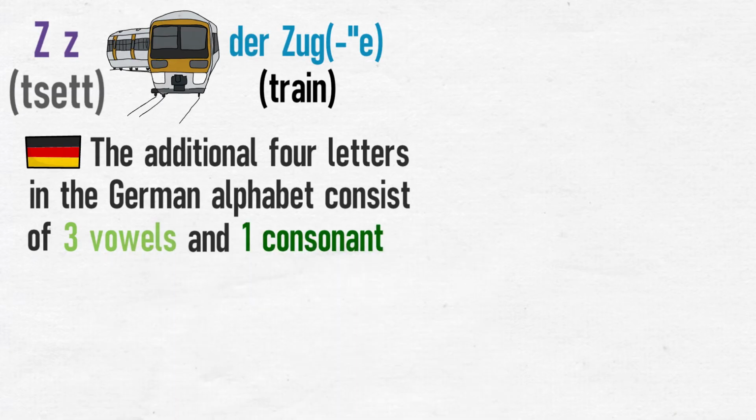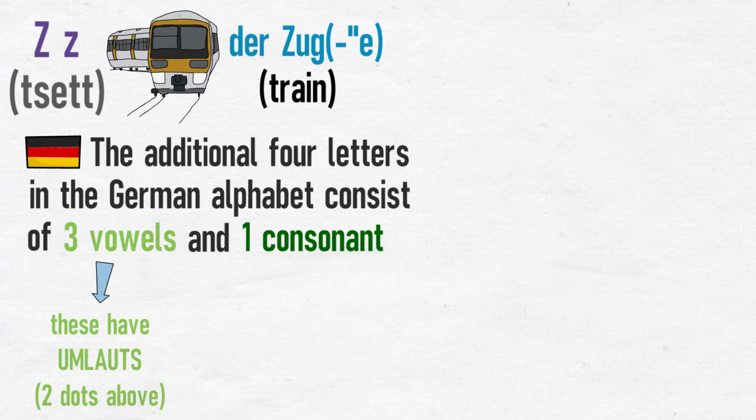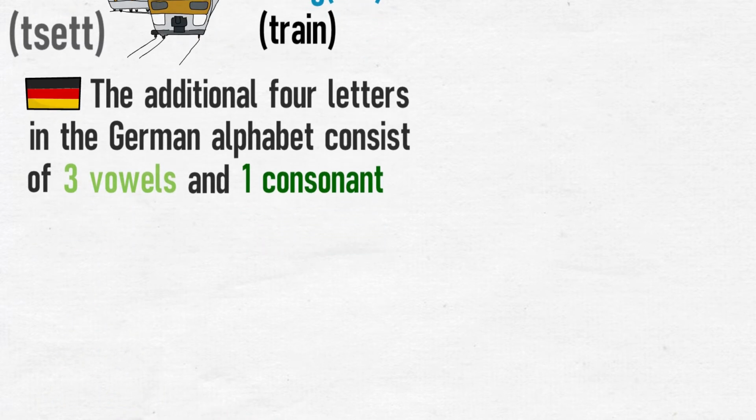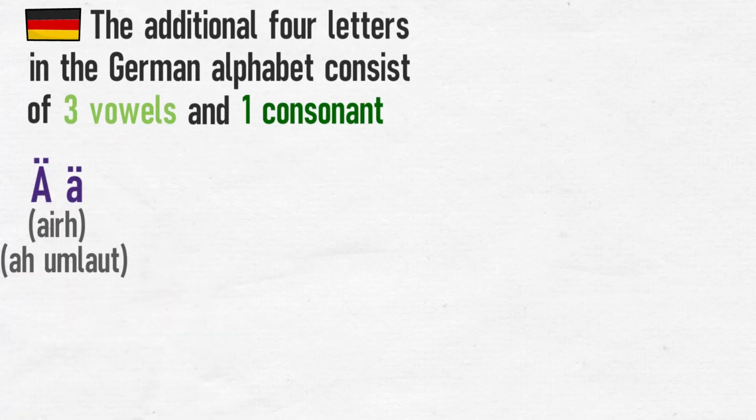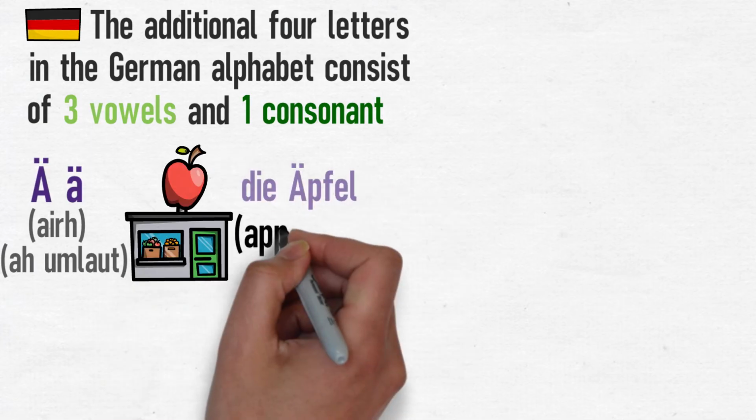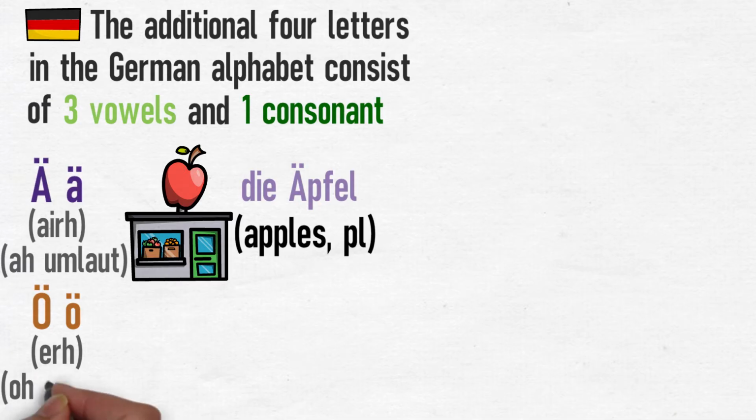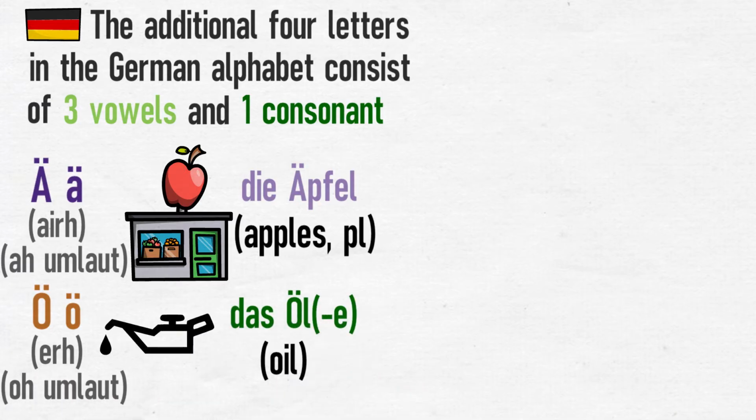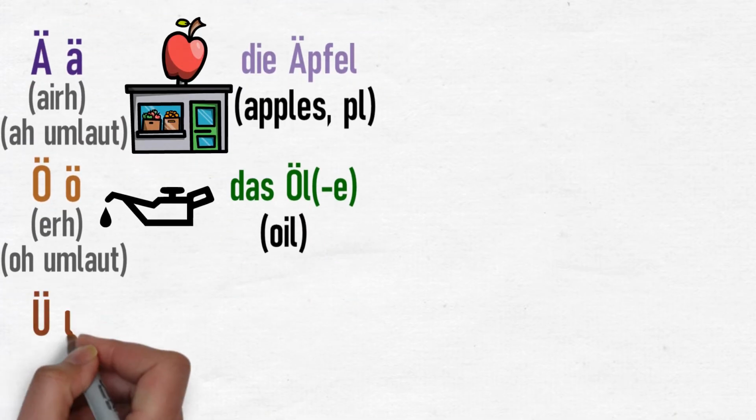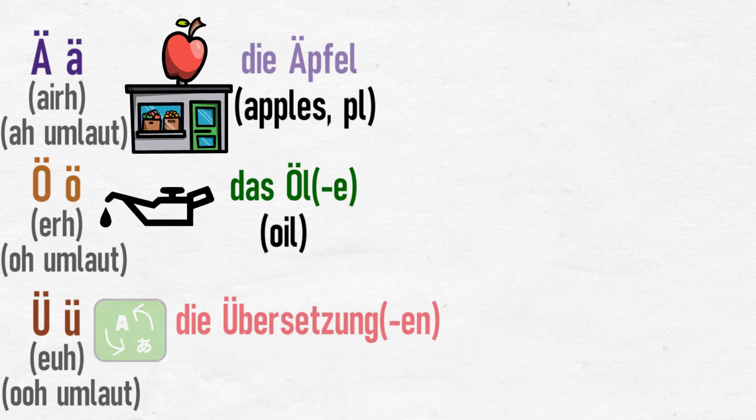As you might already be aware, the vowels in this section include something called an umlaut. This is the name for the 2 dots which appear above a letter. The additional letters in German are A umlaut, or more commonly, die Äpfel, apples, plural, O umlaut, das Öl, oil, and U umlaut, die Übersetzung, translation.